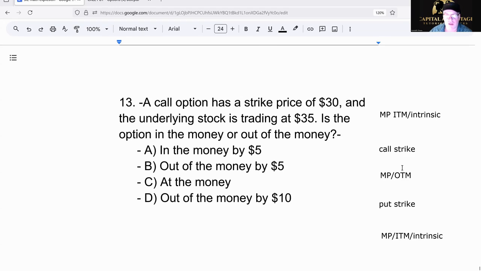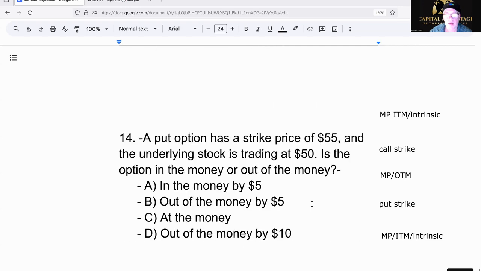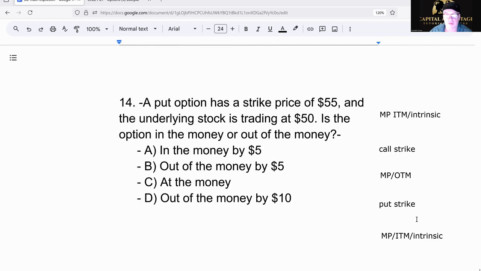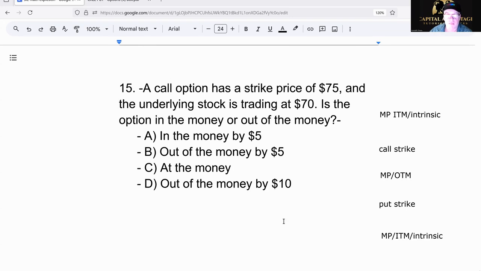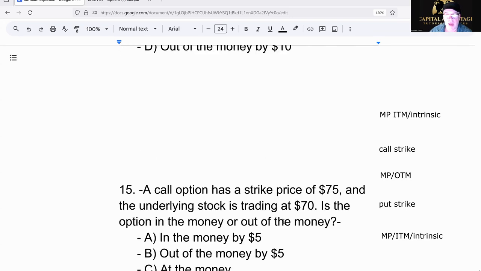The call option is a strike of 30 and the price is trading here. It's above, so we're in the money. A put option has a strike price 55 and the price is below. It's in the money because it's below the strike price. A call option has a strike of 75 and it's trading below, so it's out of the money. And that is the end of my saga.